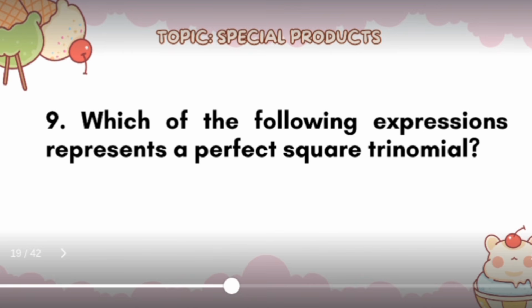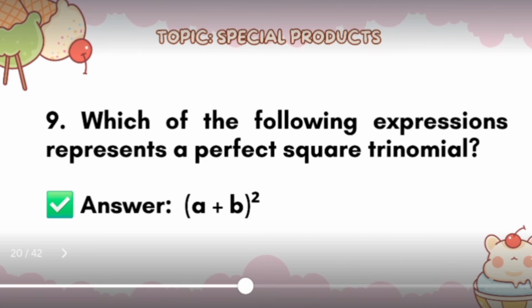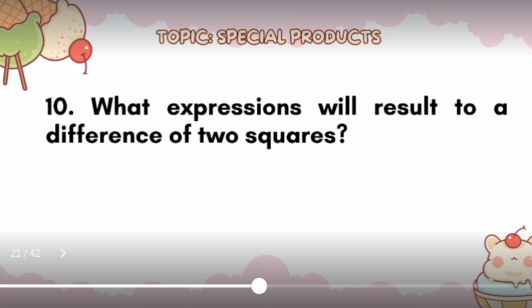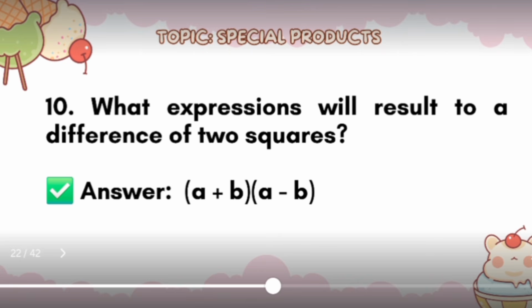Question number 9. Which of the following expressions represents a perfect square trinomial? So take note that the perfect square trinomial is a result when you square a binomial. So the answer here is a plus b squared. Question number 10. What expressions will result to a difference of two squares? So the answer here is the product of the sum and difference of two terms, which is a plus b times a minus b.